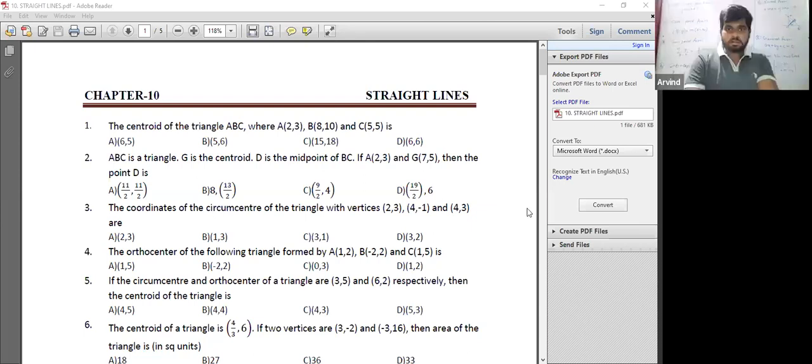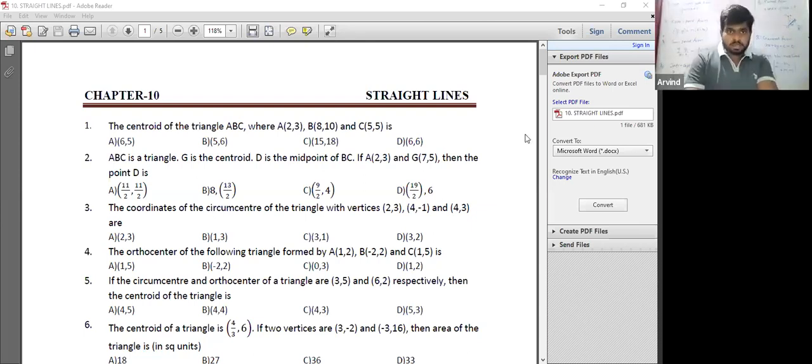There are a few more formulas which I'll be telling you when the question comes. So we'll solve problems based on this. All these questions are seen in many previous year papers. So let's do it one by one.